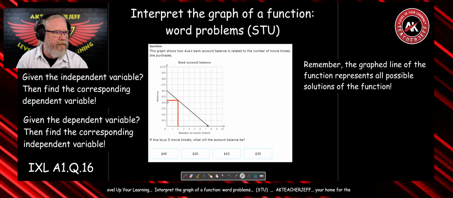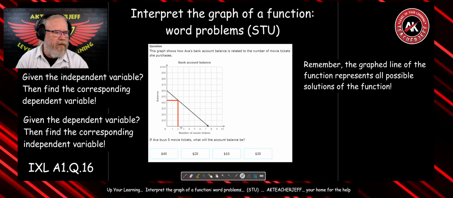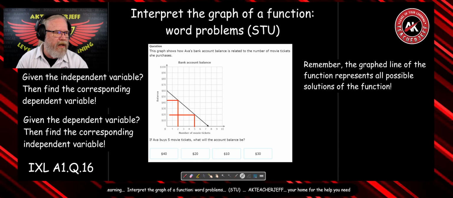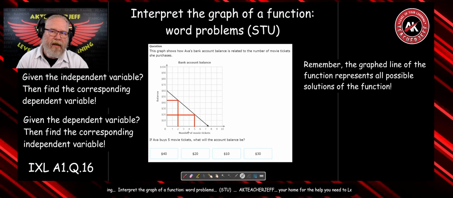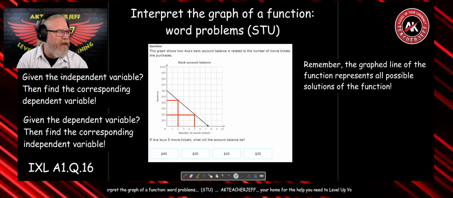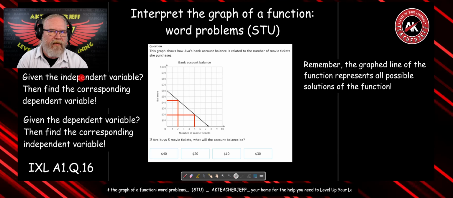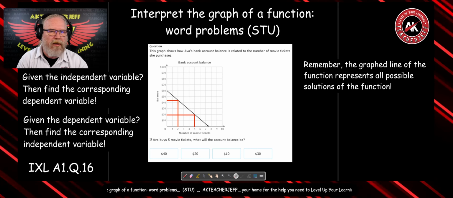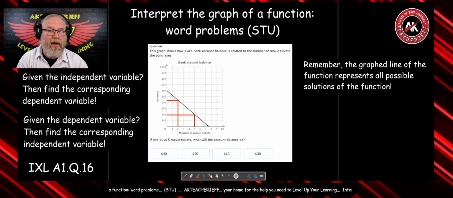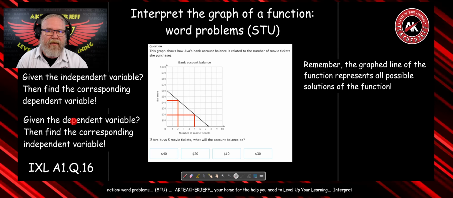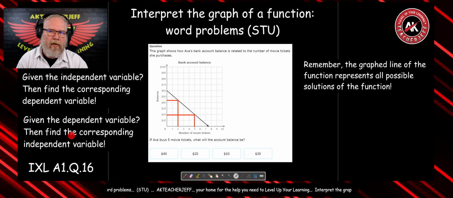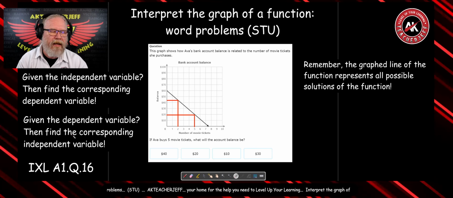It looks like it may be about maybe $44? Or what about after she buys 5 tickets? After she buys 5 tickets, we would look over and see that the corresponding value is $20. So in this case, we can tell that we'll be given either an independent variable, a value of x, and then we'll have to find the corresponding dependent variable, or value of y. Some of the questions will go the other way around. They're going to give you the dependent variable, the y value, and you might have to find the corresponding independent variable, that is to say, the x value.